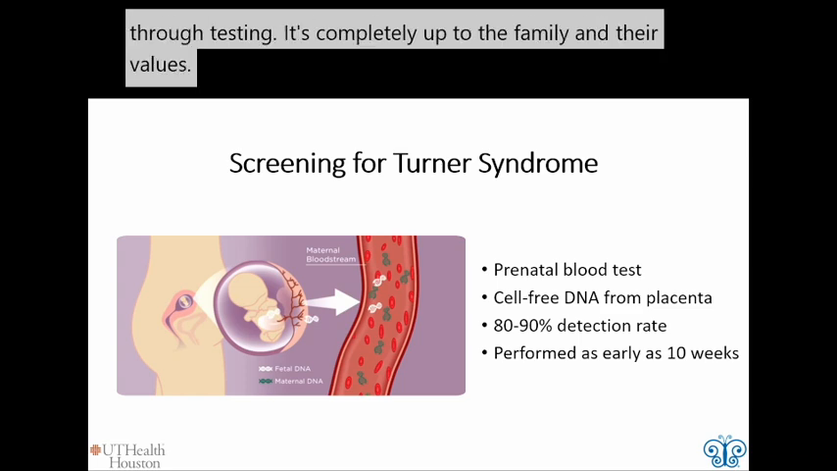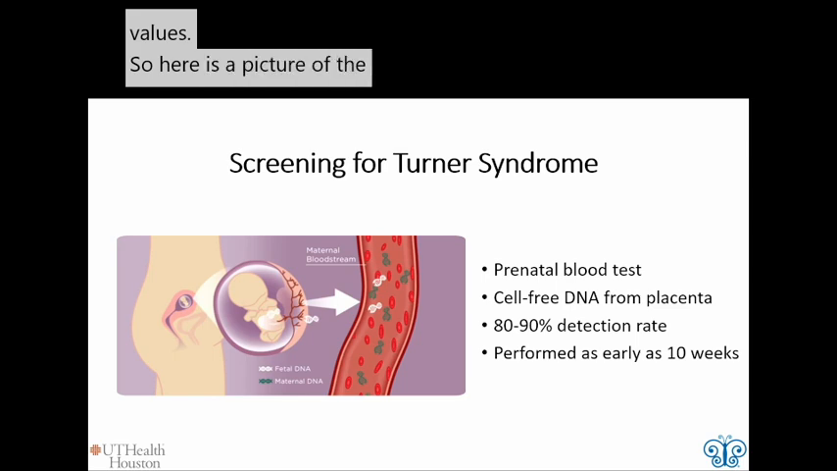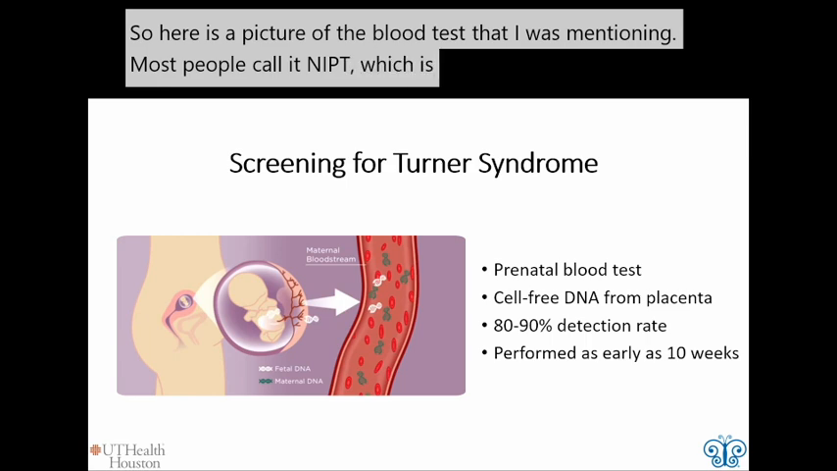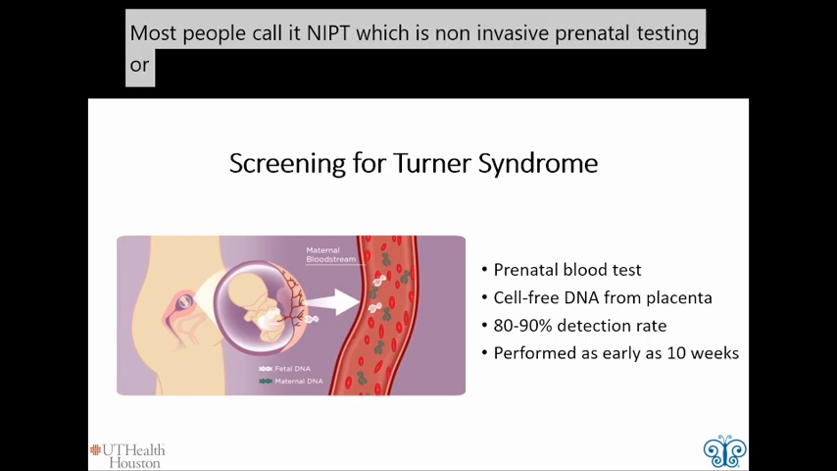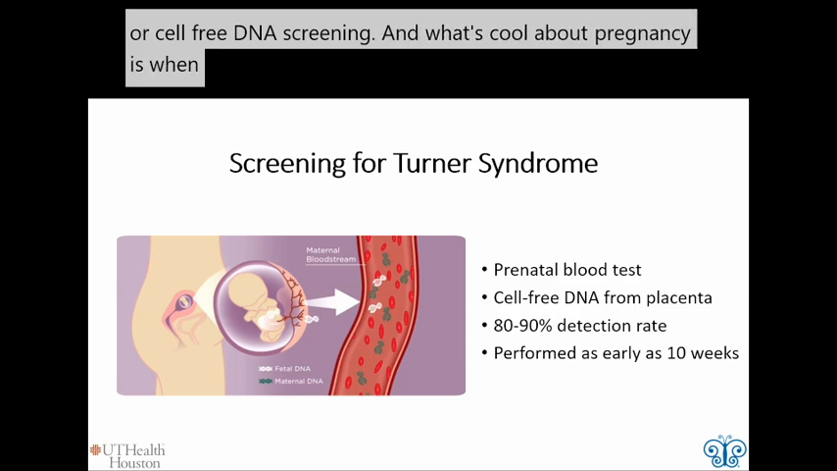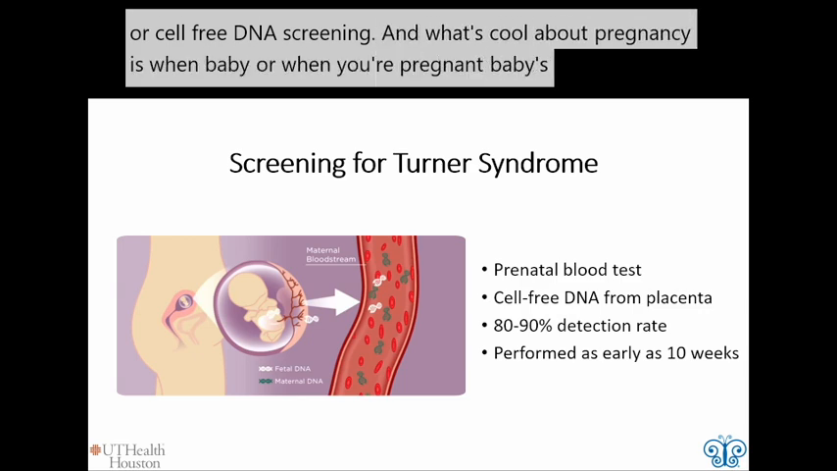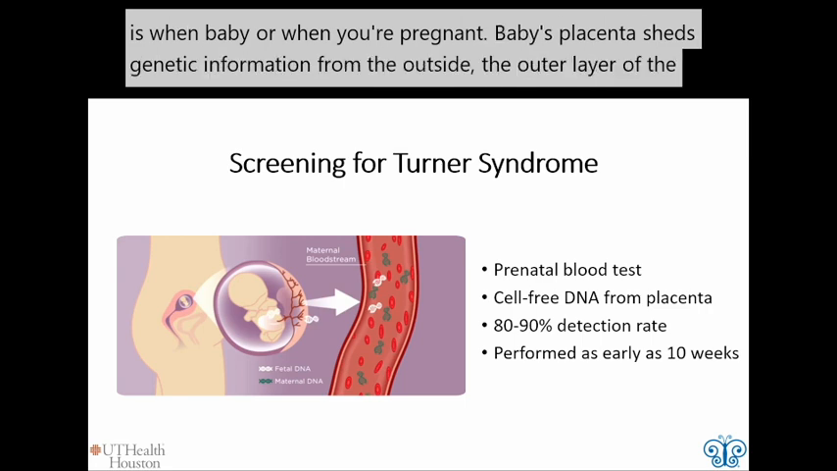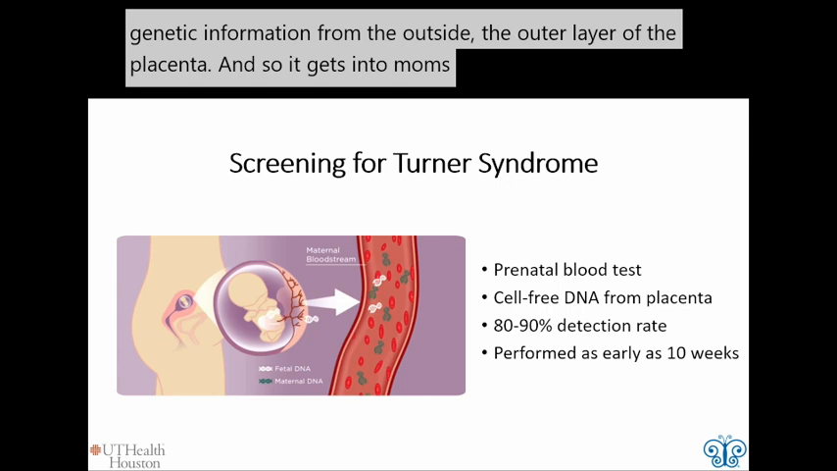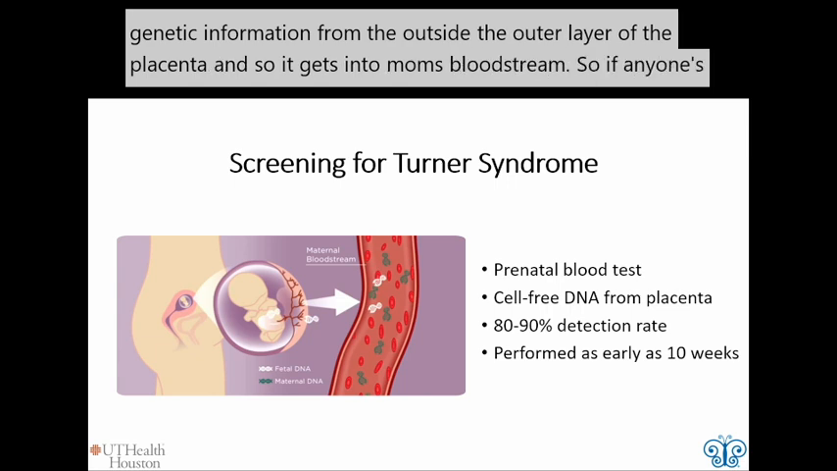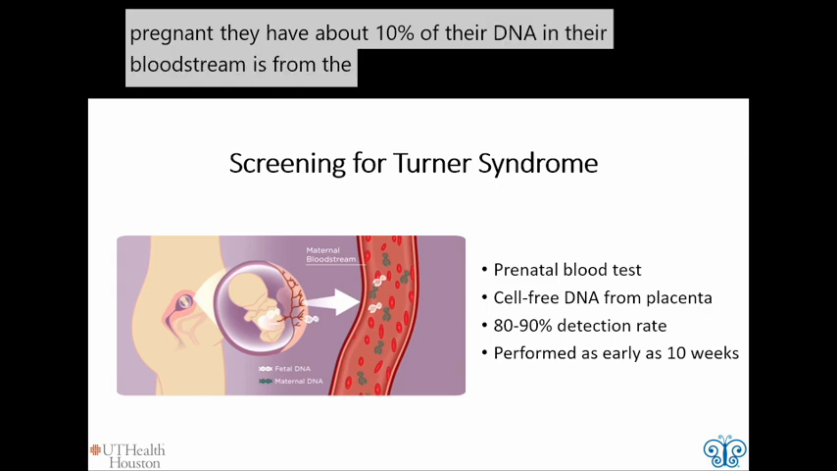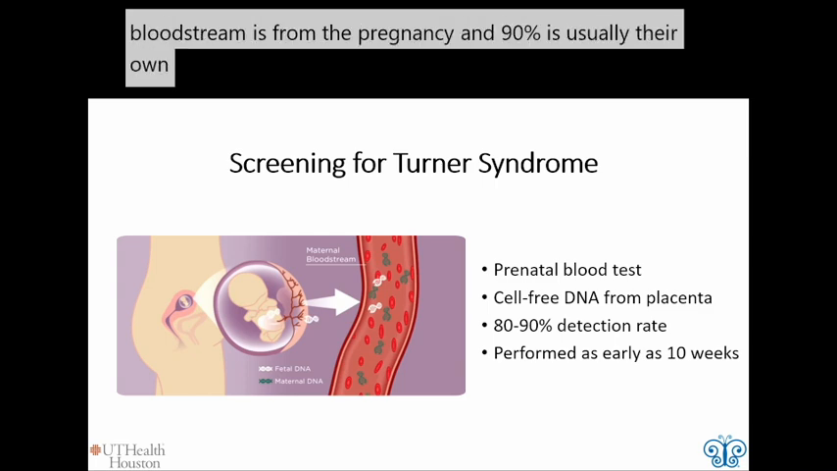So here is a picture of the blood test that I was mentioning. Most people call it NIPT, which is non-invasive prenatal testing, or cell-free DNA screening. What's cool about pregnancy is that baby's placenta sheds genetic information from the outer layer of the placenta, and so it gets into mom's bloodstream. So if anyone's pregnant, about 10% of the DNA in their bloodstream is from the pregnancy, and 90% is usually their own DNA.